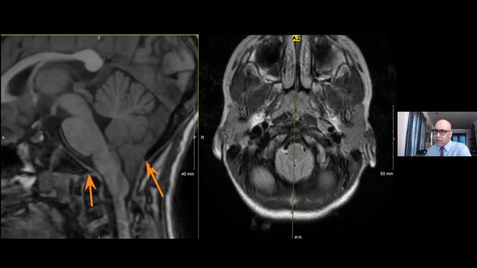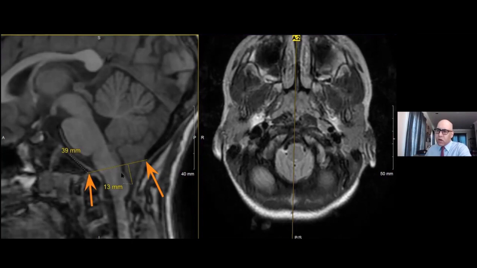And we see the opisthion. This is also part of the occipital bone that represents the posterior margin of the foramen magnum. If we draw a line between the basion and the opisthion, we can measure the extent of cerebellar tonsillar ectopia. In this case, the cerebellar tonsils extend approximately 13 millimeters below the plane of the foramen magnum.